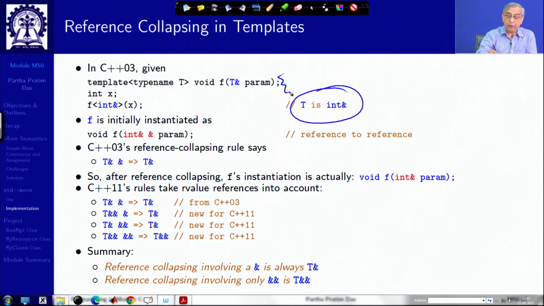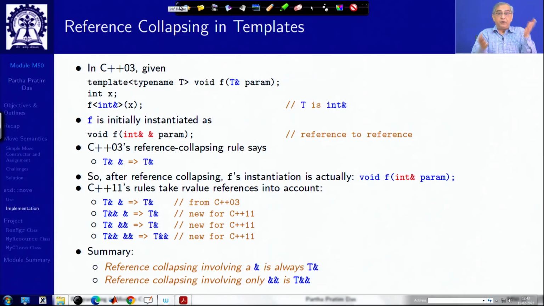So, what happens in the body of the function? The T, which you have resolved to be int ampersand, and then the ampersand that already exists. So, you will have T as int ampersand ampersand, of course, not the R value reference, that concept was not there. So, C++03 has a simple rule that if a reference is applied to a reference, then it becomes a single reference. So, T ampersand ampersand is T ampersand. In C++11, now you can get different combinations.